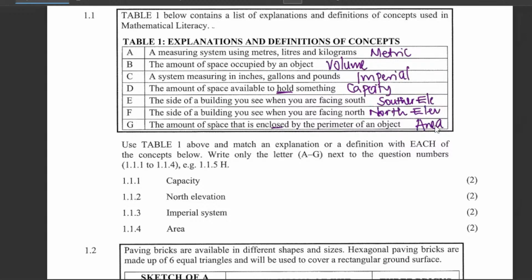So here we go. 1.1.1 capacity, we've seen it as D. 1.1.2 northern elevation, we are seeing it as F. 1.1.3 imperial system, we are seeing it as C. And 1.1.4 area, which is G. Area, enclosed space by perimeter.